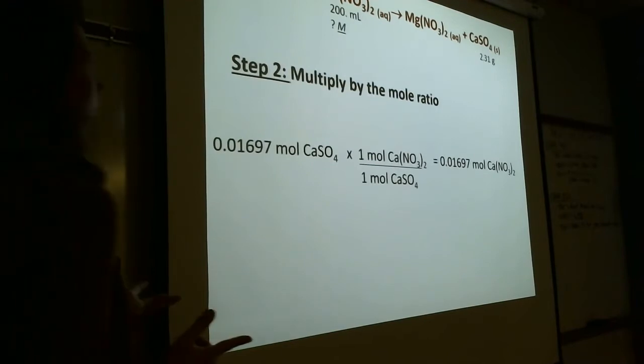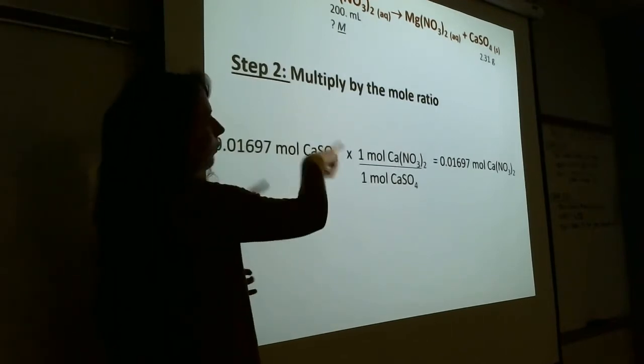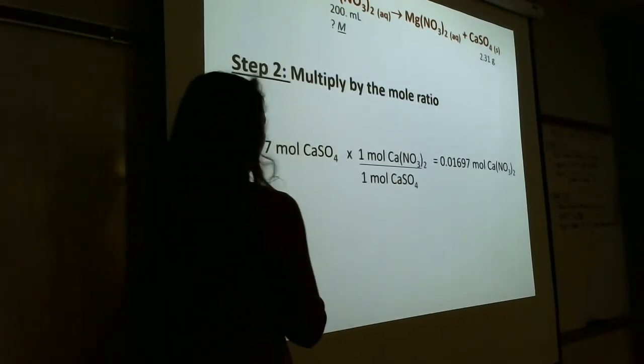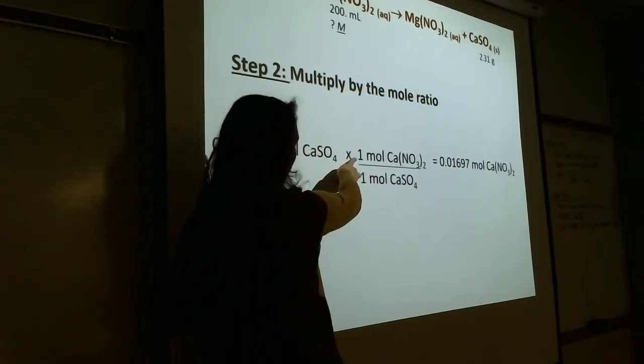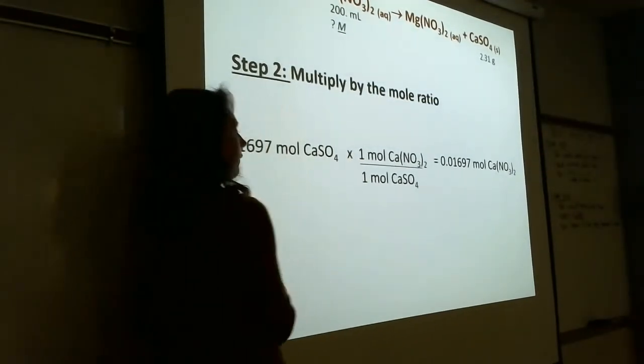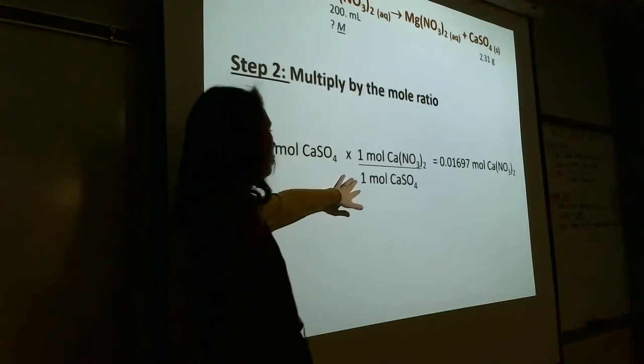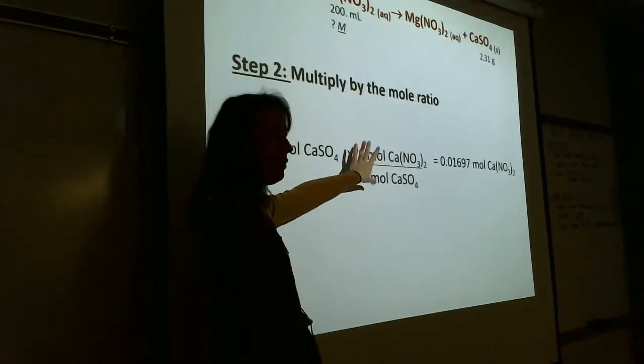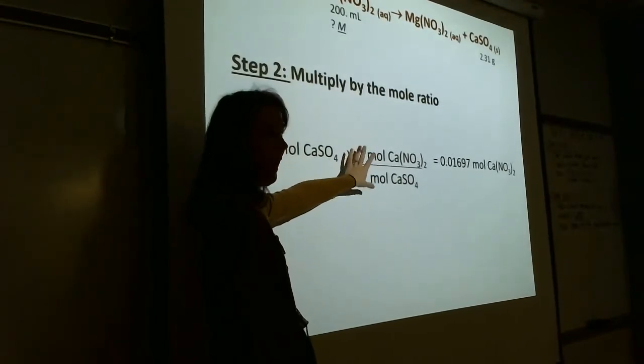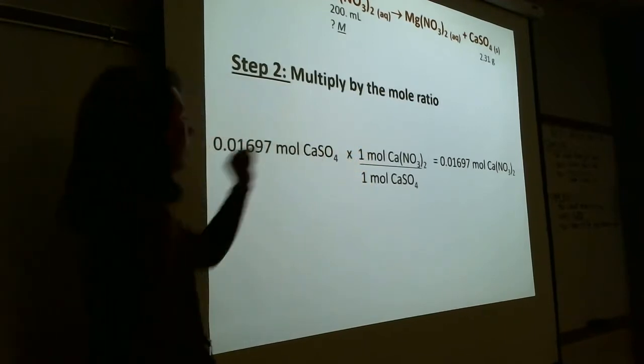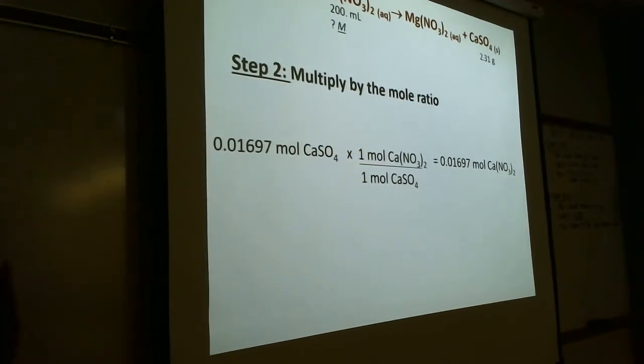Mole ratio is 1 to 1, right? Coefficient. There are no coefficients, which means coefficient is 1. So the number doesn't change, but the units do. Again, even if the number isn't changing and you're only changing units, please show me this step so that you can tell me that you understand how to change units. Okay? So that communicates to me that you understand how to go from one unit to the other unit.